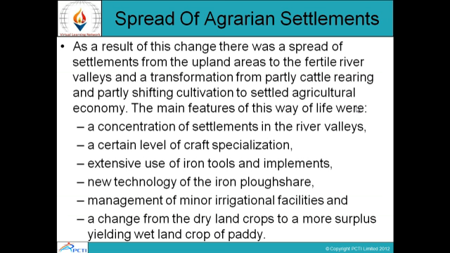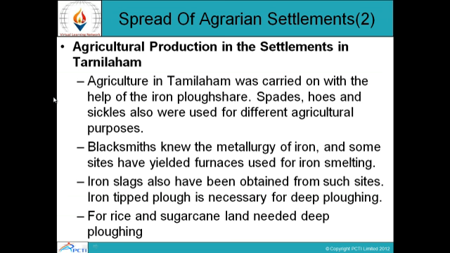And the main features of this way of life were a concentration of settlements in the river valleys, a certain level of craft specialization where the people learned to do work, extensive use of iron tools and implements, new technology of the iron ploughshare, management of minor irrigational facilities, and a change from the dry land crops to a more surplus yielding wet land crop of paddy. So basically it changed from the dry land crops which did not yield much to a more surplus yielding wet land crop of paddy. Spread of agrarian settlements.